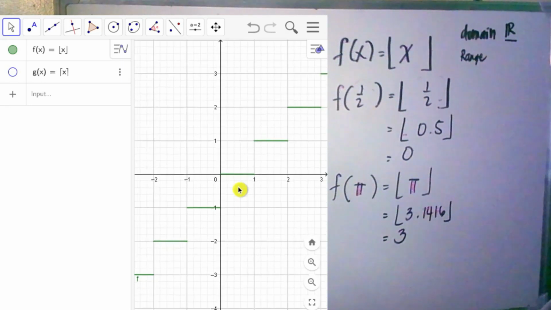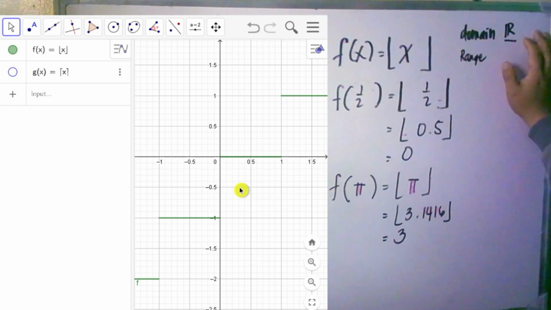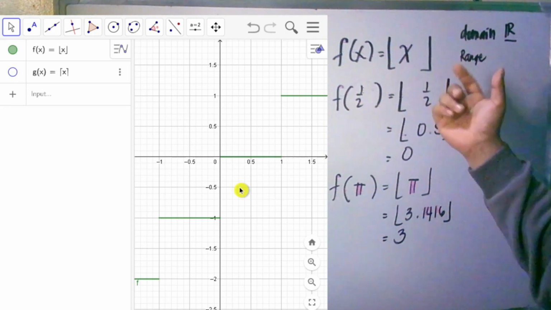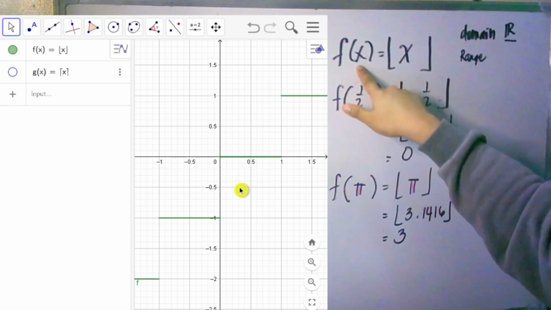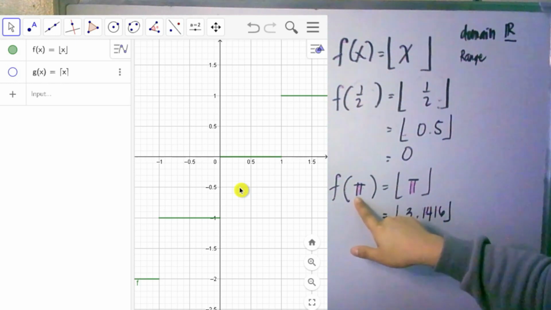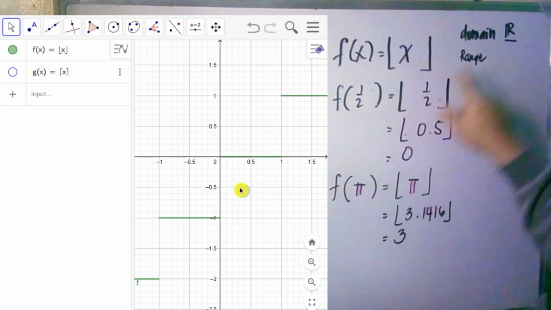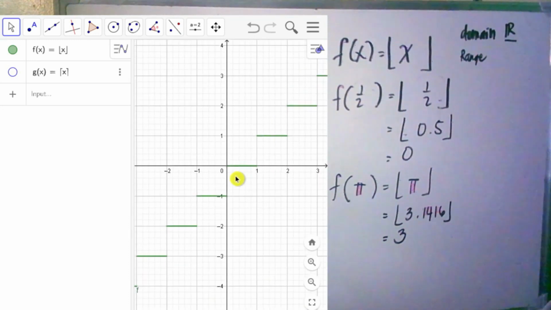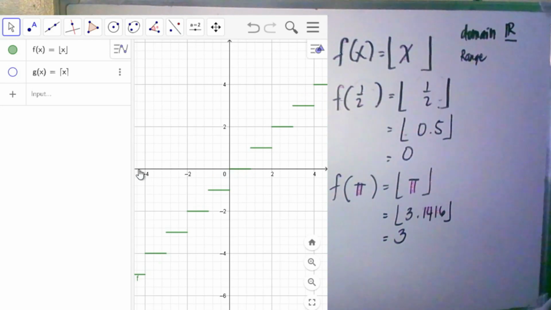So what should be the range of this function? First, the domain is the set of the possible inputs. Diba? Lahat ng possible na input na pwede nating ilagay sa function, that's the definition of a domain. Pwede mo bang ilagay ang fraction? Pwede mo bang ilagay ang integer mismo? Pwede mo bang ilagay yung irrational numbers na parang ginawa natin? Yes. So basically, any real number can be an input.